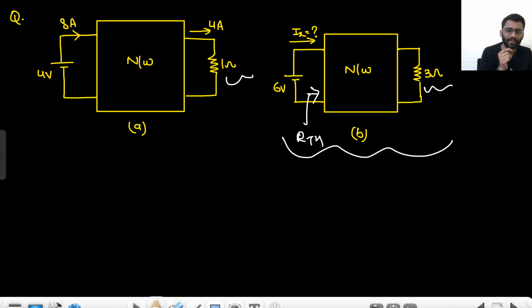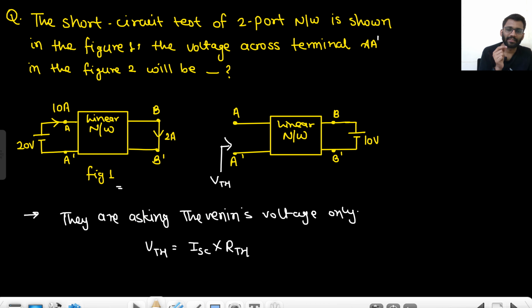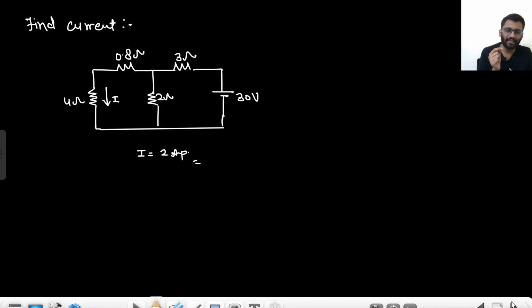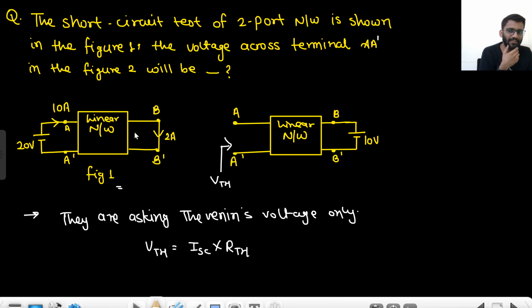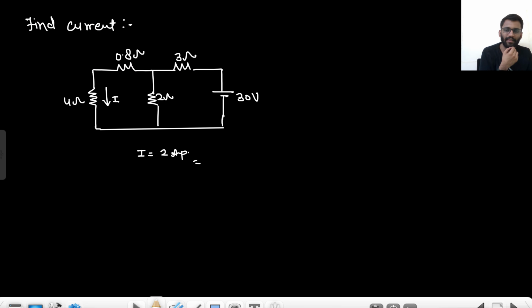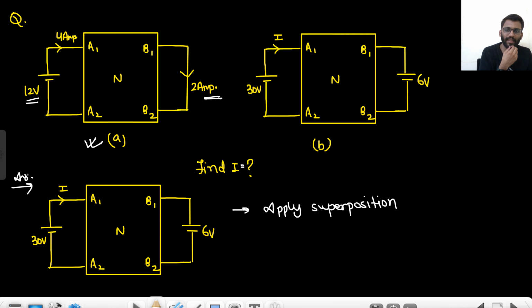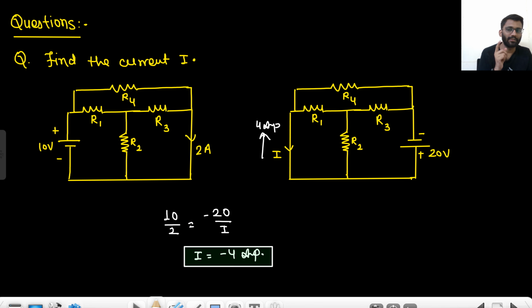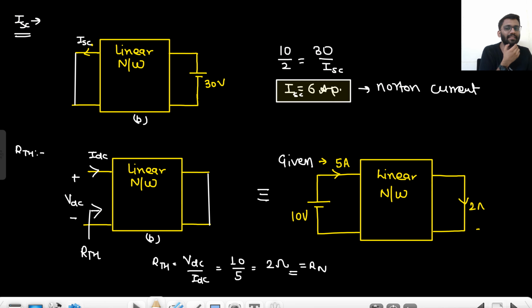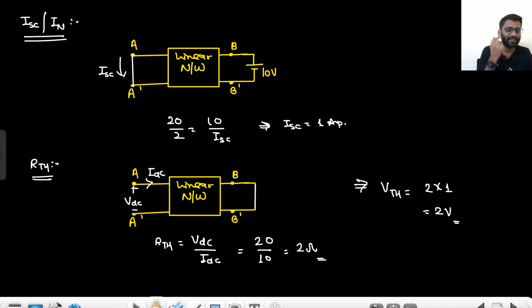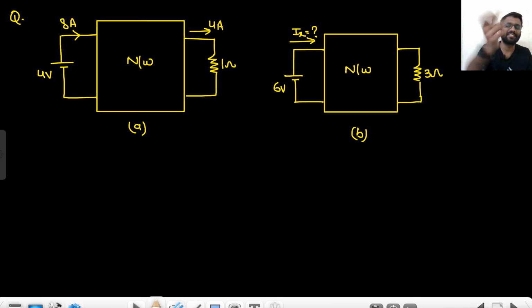In previous questions, what was the different thing? There was no resistance mentioned in the reference figure. This was the reference figure, no resistance was there. In this question, this was the reference figure, no resistance was there. But this time we have a resistance in the reference figure. So this question actually becomes easier if you just think about it.